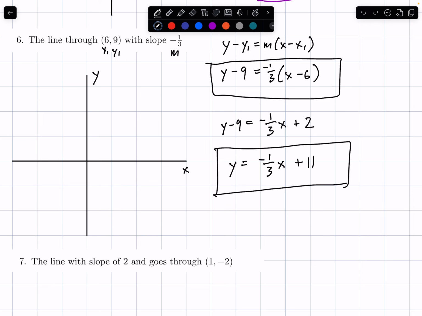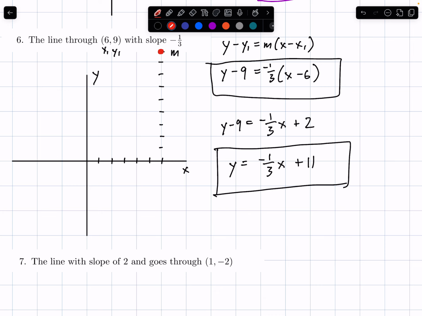6, 9, slightly smaller value, right? So let's do 6, 9 as my starting position. This one. 1, 2, 3, 4, 5, 6. And 1, 2, 3, 4, 5, 6, 7, 8, 9. Around there. Okay, so that's my starting position.